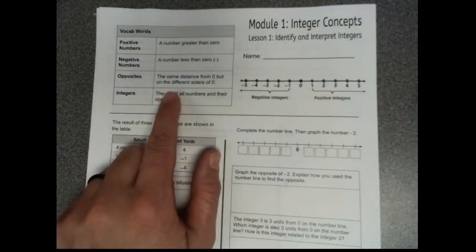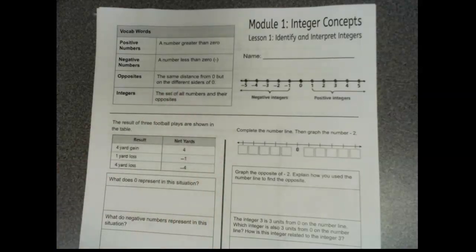Opposites: the same distance from 0 but on different sides of 0. So this is like 5 and negative 5. Those are opposites. Integers: the set of all numbers and their opposites, so positive and negative numbers.